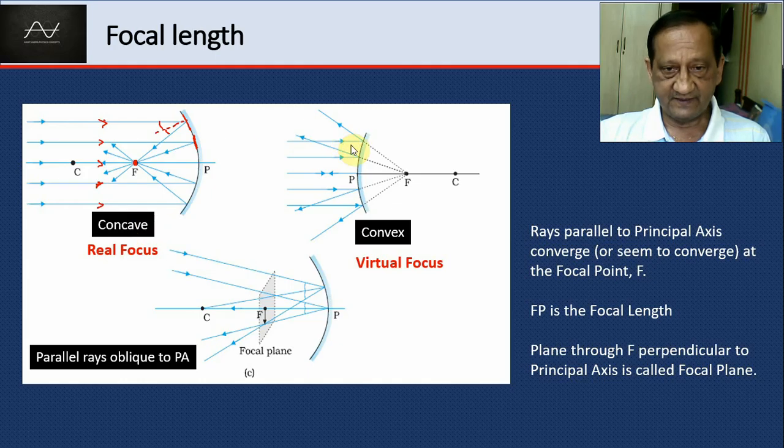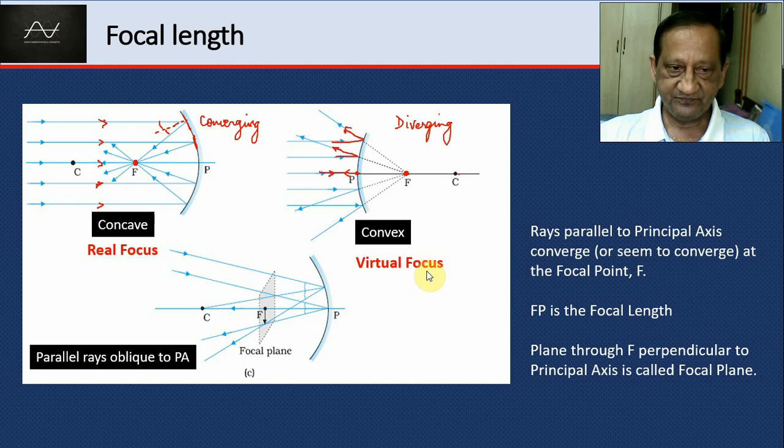In the case of convex, this ray reflects like this, this ray is perpendicular because this is the pole, this is the center, this is perpendicular, so it will retrace like that. All the rays diverge, but they seem to be coming from this point F. So this is called a diverging mirror. The rays get diverged, and this is called a converging mirror. A concave mirror is converging, a convex mirror is diverging.